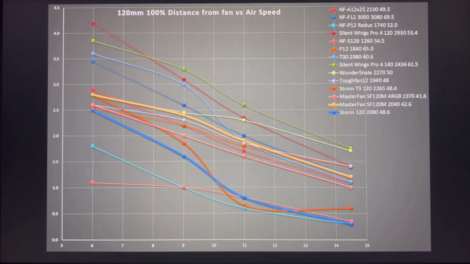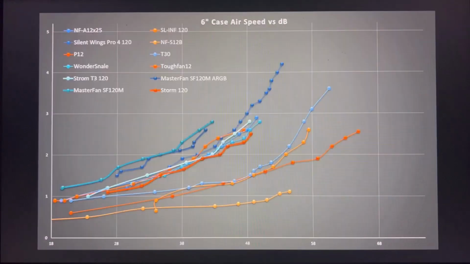level it was generating. So depending on what kind of case you have, if you've got a small form factor case, you want to look at the 6-inch mark, and it's what noise level will you tolerate. If you're not going to tolerate very high noise levels, you're going to want to pay close attention to what noise these fans are generating.